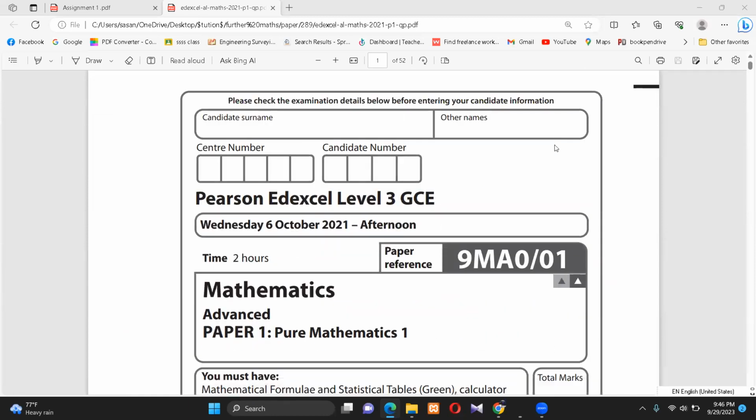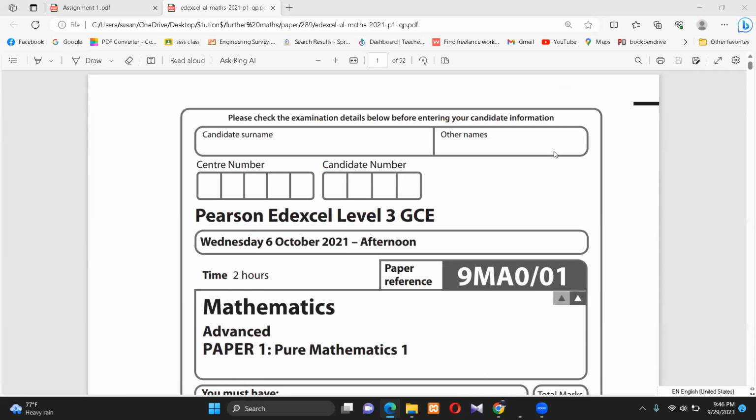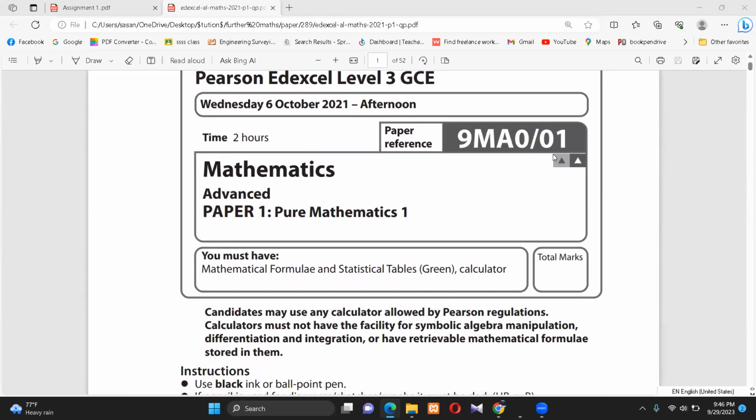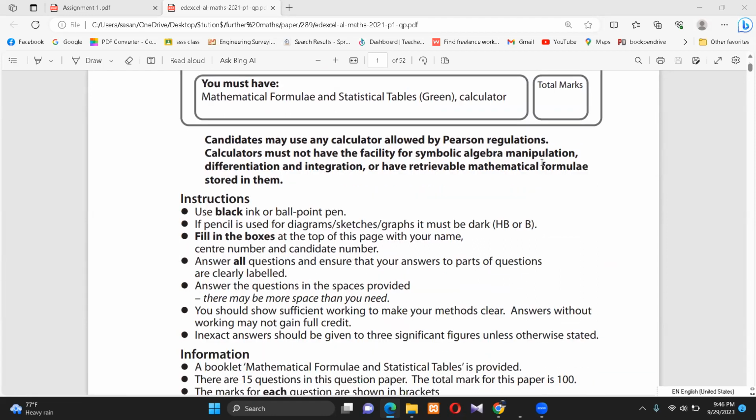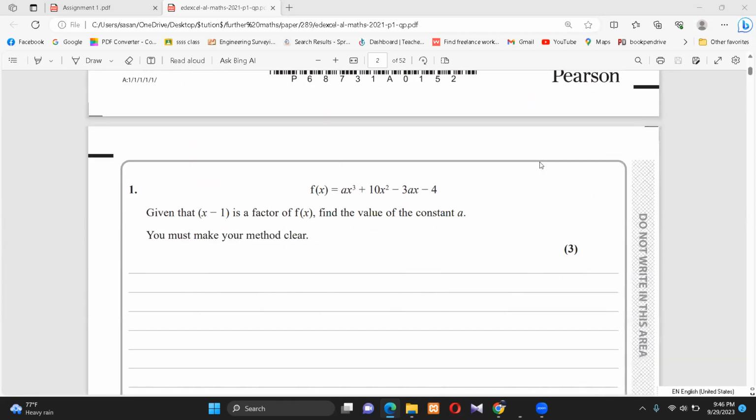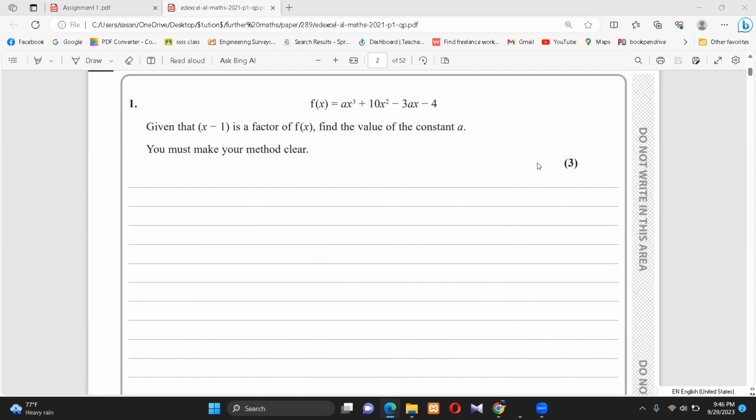Today I took this paper for mathematics in the Edexcel syllabus, Advanced Level Pure Mathematics 1. So you know the structure of this paper. I'll talk about each of these sections in these slides, basically.